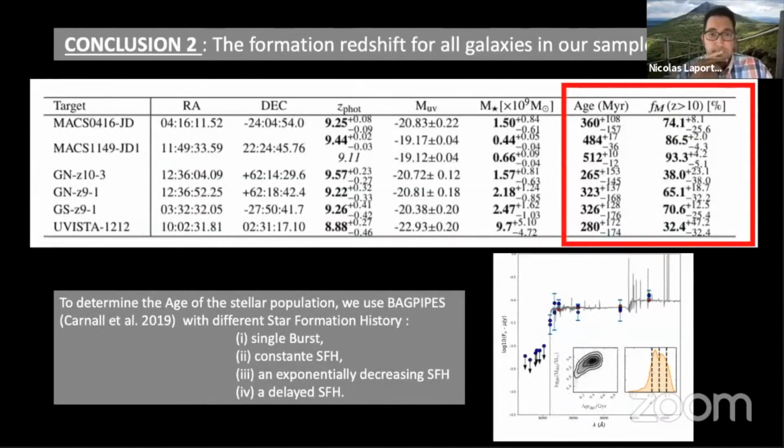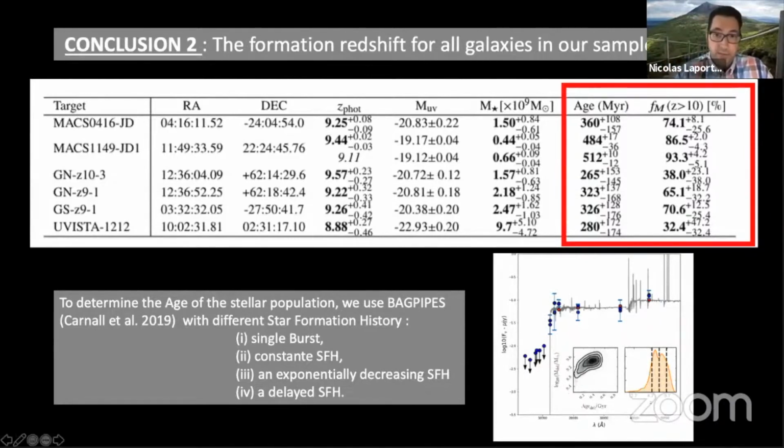Conclusion number 2 is the formation redshift for all these galaxies, the 6 galaxies in our sample. So we use BAGPIPES. We did some SED fitting using several realistic star formation histories. Here you have the list of the star formation histories we use. I'm not going to go into detail. Here you have an example of SED fitting. And as you can see, we can see the Balmer break, or at least that's the solution preferred by the SED fitting work. And all these galaxies have a formation redshift above 15.